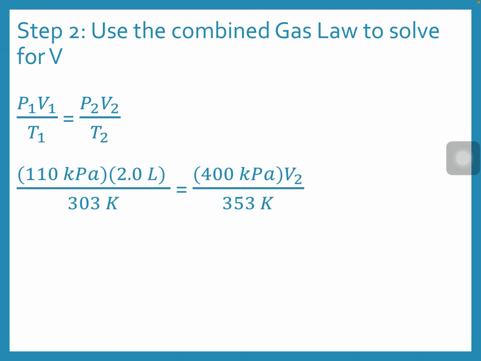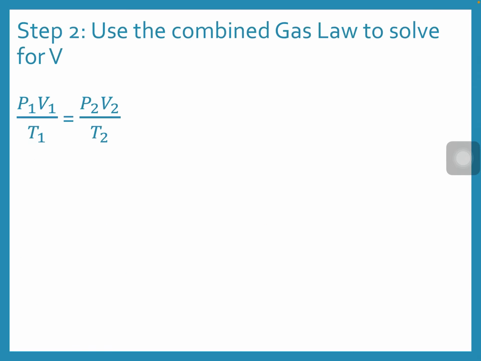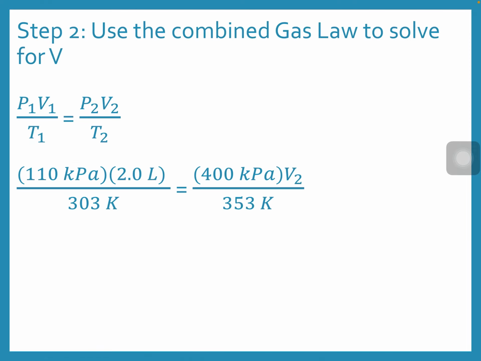So we have our initial pressure and initial temperature, which we've converted to Kelvin, and initial volume. And then our final temperature, which we've converted to Kelvin, and our final pressure. And then we're going to be looking for our final volume. So there's our relationship, P1V1 over T1 equals P2V2 over T2. So we can plug in all those pieces of information that we have.